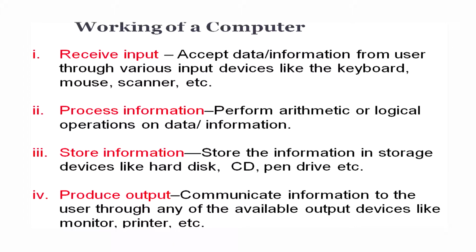So, in a nutshell, the working of a computer: the first step is receiving the input, that is, accepting data and information from the user through input devices. The second step is processing that information through arithmetic and logical operations. The third step is storing that information in memory devices like hard disks, CDs, pen drives, etc. And finally, the final output is communicated to the user through output devices like monitors, printers, plotters, etc.